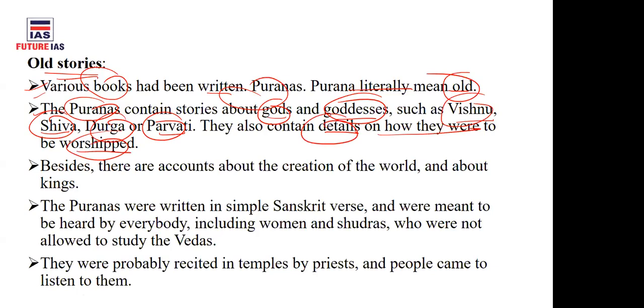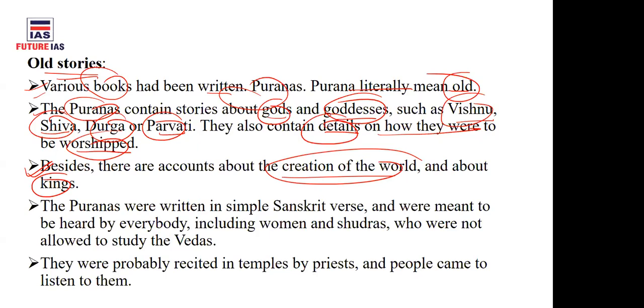They also contain the details on how they were to be worshipped, during that period of time. So that all gives you the stories about Hindu gods and goddesses. Besides, there are other accounts related to the creation of the world, and about the kings. All such things are basically related to kings.